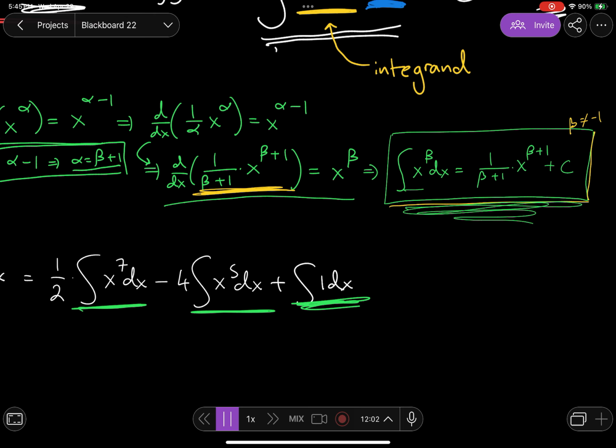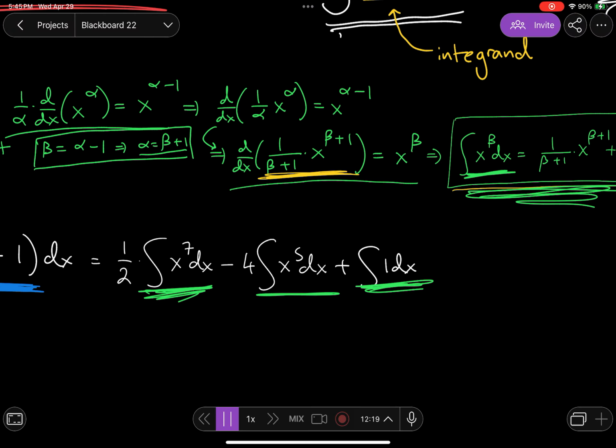Notice that I have something that looks like this right here. Again, I have something that looks like this right here. I have something that looks like this right here. And I know what the antiderivative of 1 is. It's just going to be x. So I can use this rule for all three of these pieces. And of course, that's going to get us right here.